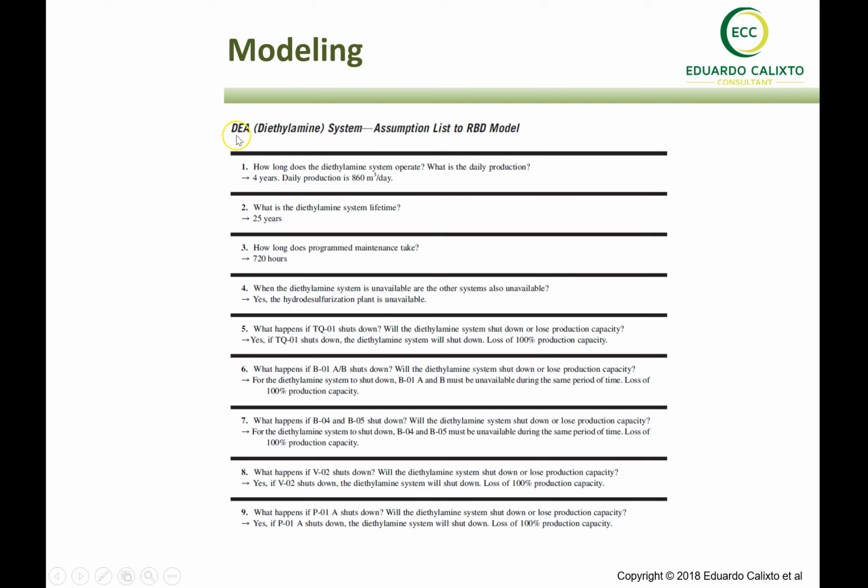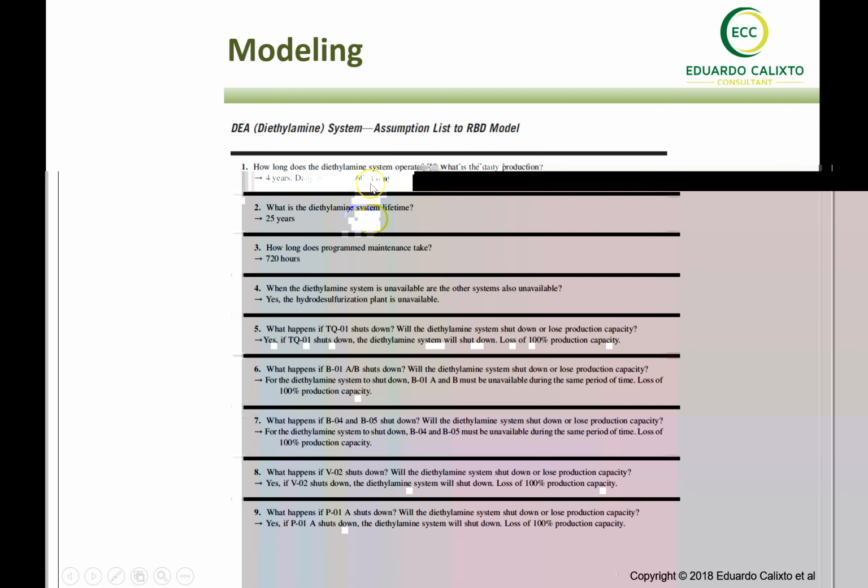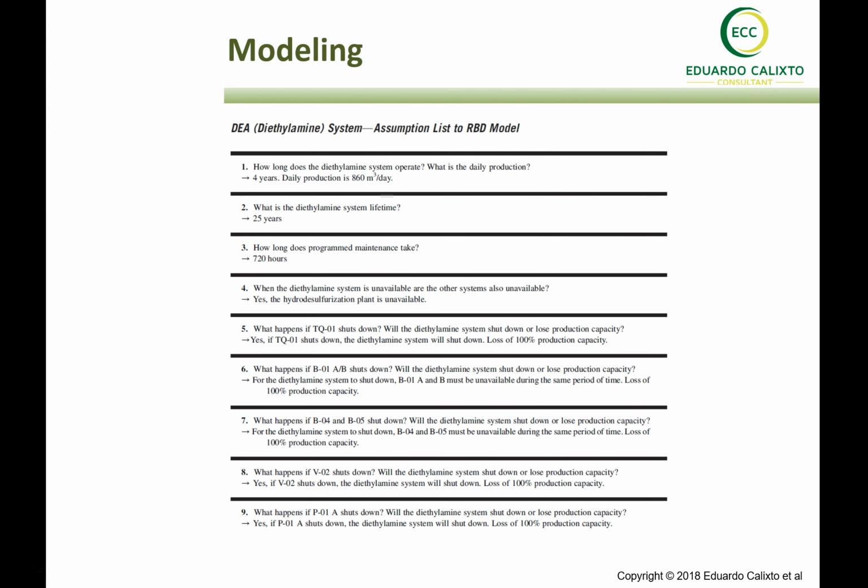So we start also to make some questions. For example, here: for how long does the system operate and what is the daily production? This is very important. Sometimes this information is not in a report, and it's very hard to understand what the real nominal production is for these plants. In this case, in order to avoid mistakes and confusion, you can put this question in your assumption list, and then the designer engineer will answer it, and you'll be able to model and have a document that you can use as a basis for your model.